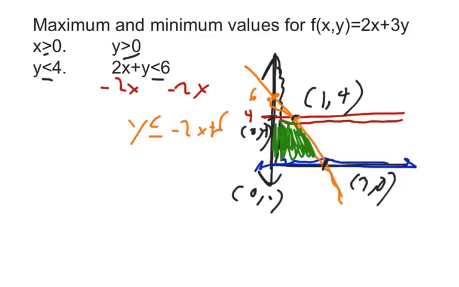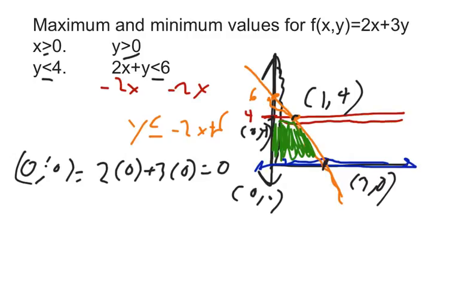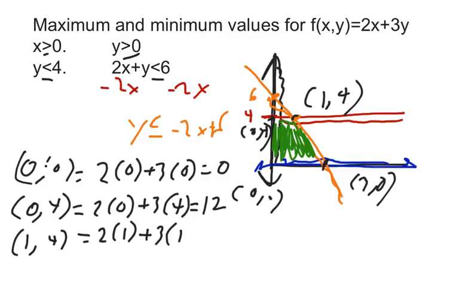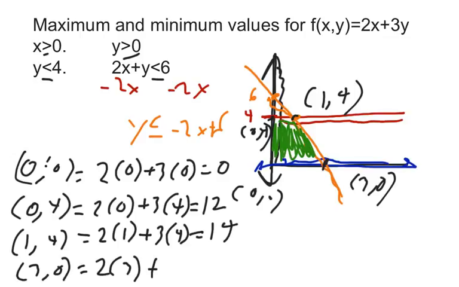Now I'm going to plug all 4 of these points into my function. When I do 0, 0, I get 2 times 0 plus 3 times 0, which is 0. 0, 4 is the next one, which is 2 times 0 plus 3 times 4, which is 12. 1, 4 is 2 times 1 plus 3 times 4, which is 14. And finally, 3, 0, which is 2 times 3 plus 3 times 0, which turns out to be 6.